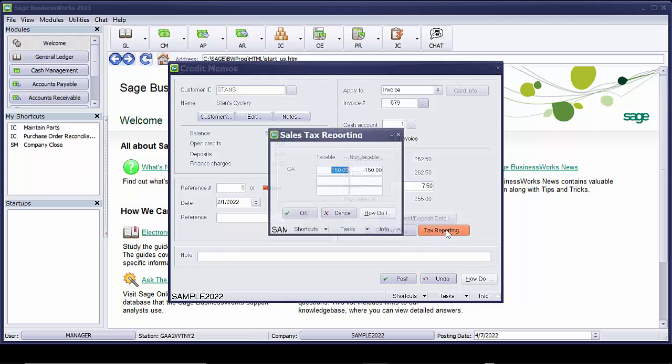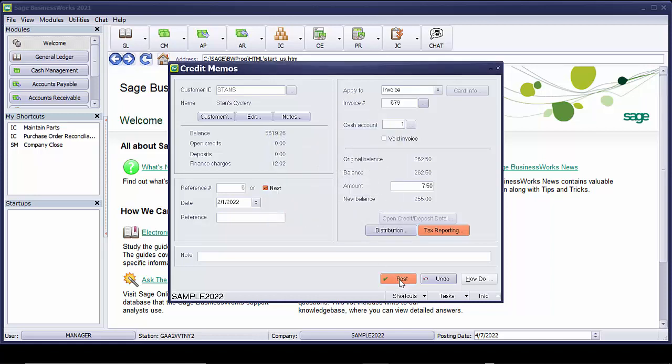Let's now look at the tax reporting. Now remember, we were crediting $150 of taxable sales. So what we see is the $150 showing in the taxable as a positive and $150 negative in the non-taxable. Remember, credit memos always reduce the amount of the invoice, so this is like a natural positive. The positive number is going to actually decrease, the negative number is going to increase. Let's go ahead and say OK, and we'll post.